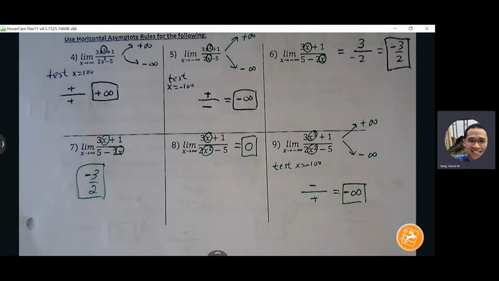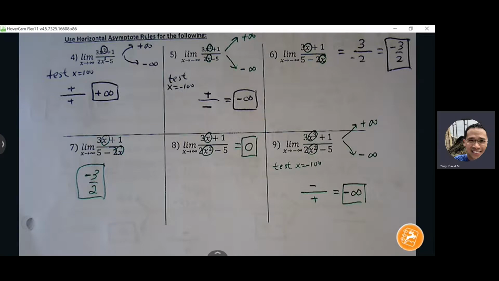Number 7, approaching infinity. Compare degrees, they're the same. We look at the attached coefficient in front, 3 over -2, and that's it, right? Nothing, we don't want to do anything. Once we know it's a ratio, we just take the ratio. We don't let anything throw us off. Number 8, degree is higher in the denominator. If the denominator is growing faster than the numerator, that fraction is getting smaller, smaller, smaller. Limit is 0.